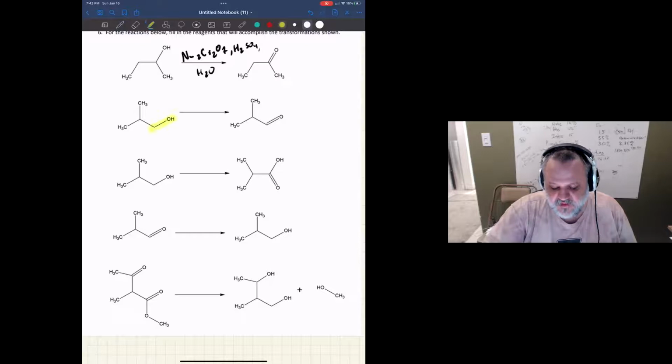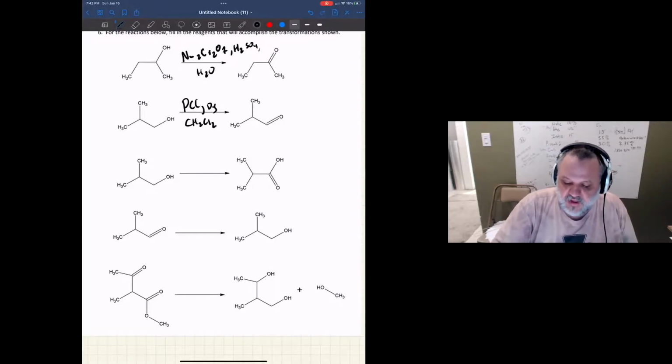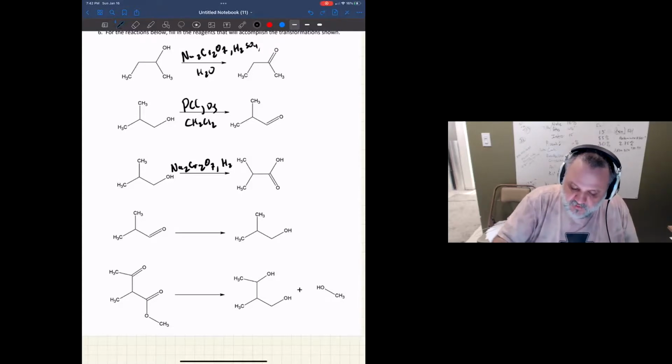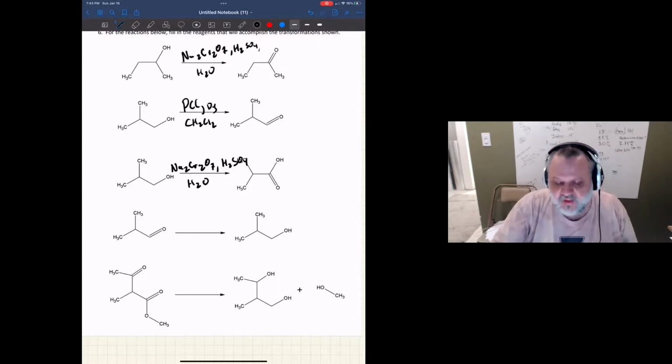But let's take a look at this one. I do have a primary alcohol, and I am oxidizing it, but I'm only oxidizing it to an aldehyde. That means that PCC and pyridine is the only correct answer here. If I were to use sodium dichromate, this would have oxidized all the way to a carboxylic acid, and that's not what happened. That's what happened in the next reaction. So the only correct answer for this reaction is the sodium dichromate set of reagents, because if I use PCC, I won't get the carboxylic acid, I'll only get the aldehyde.